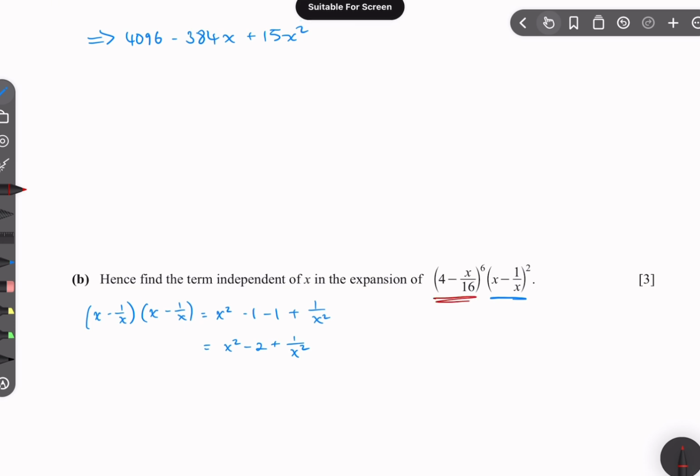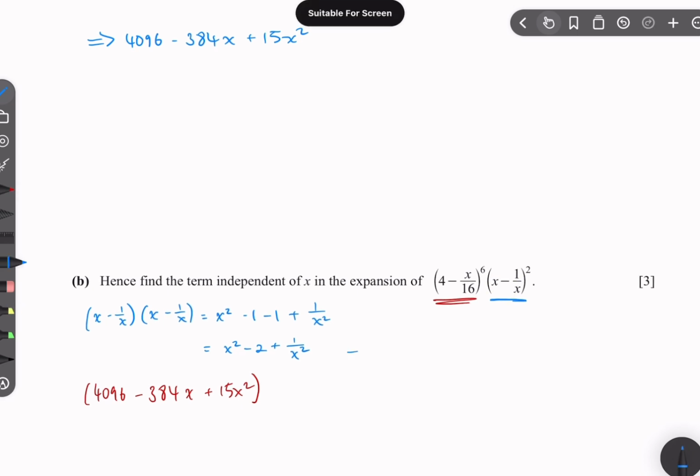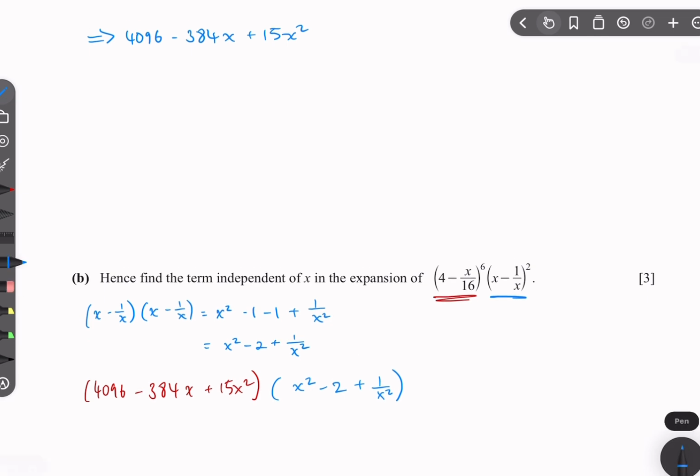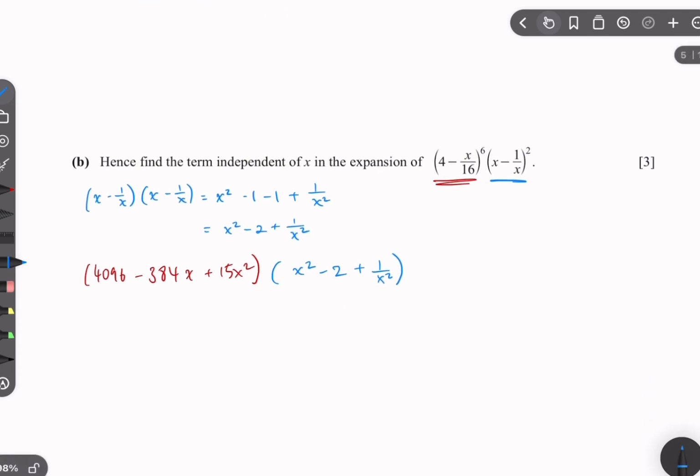Because for this expansion, we have 4096 minus 384x plus 15x squared. And then for this one, we already found it from this part, so I'm just going to write it. Okay, so these two are multiplied by each other, and we need to think which combination of these values multiplied by one another will get a term independent of x in the expansion.